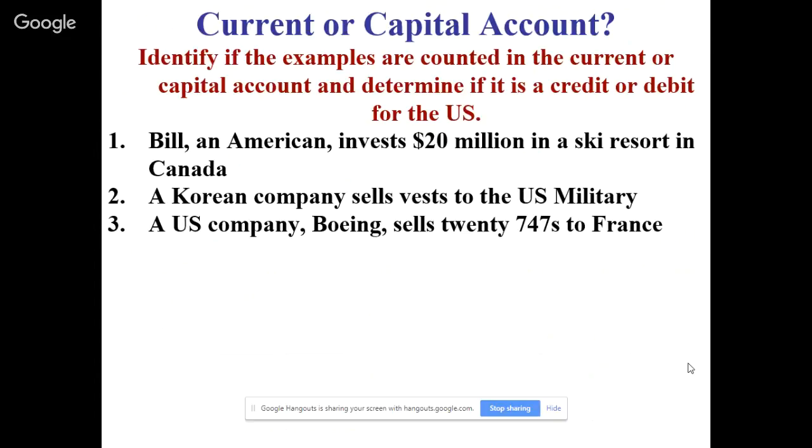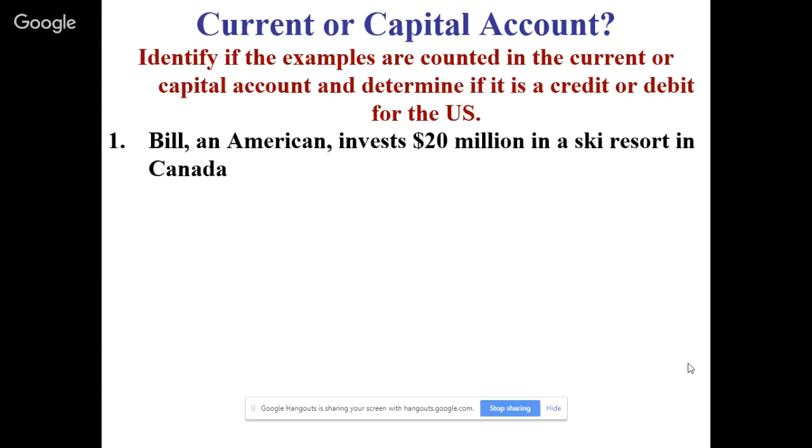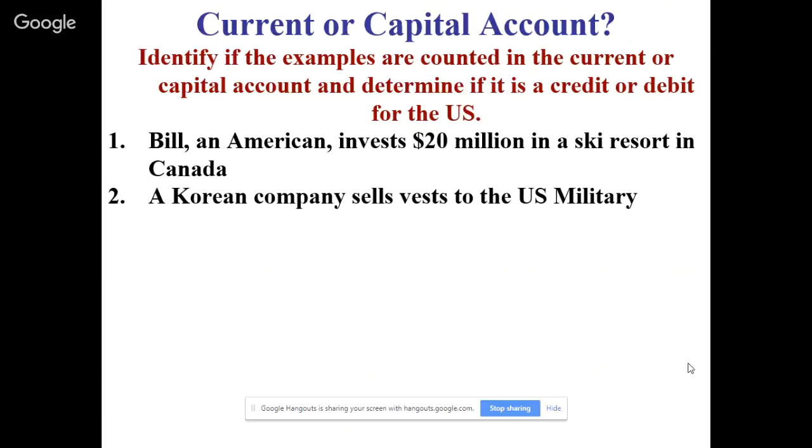So let's go back to the first one. This guy, Bill, in this case, an American citizen, wants to invest 20 million in a building, in an asset in Canada. That'll be considered a capital account. Okay. Next one, Korean company sells vests to the US military. This Korean company is just selling goods and services. So those vests are flowing from one nation to another nation, right? So that is a current account.